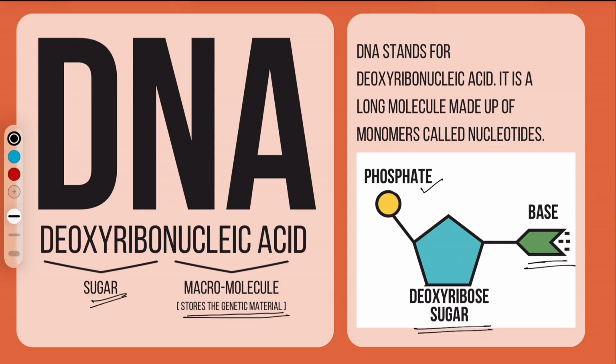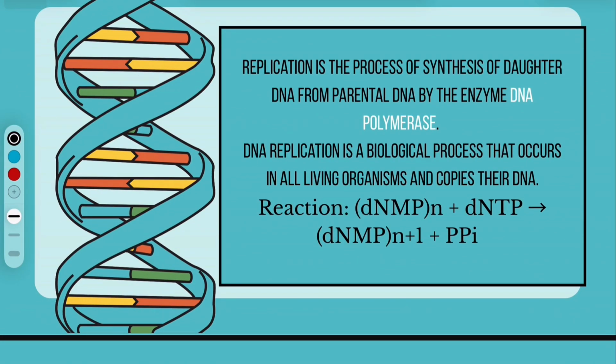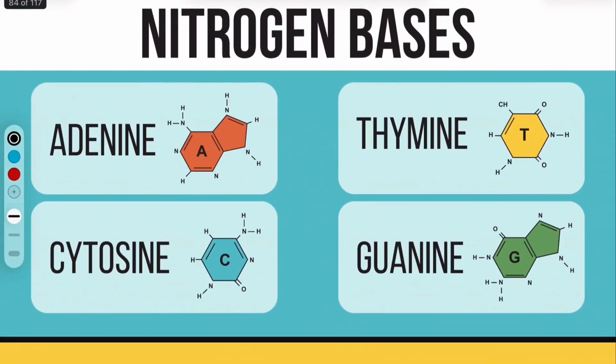DNA is made up of two words, deoxy and ribonucleic acid, where deoxy is the sugar part, while nucleic acid is the macromolecule which stores the genetic material. It is attached to a phosphate, and the monomers are called nucleotides, with the phosphate attached to it. Next, replication is the process of synthesis of daughter DNA from parental DNA by the enzyme DNA polymerase. Here is the reaction where mononucleotide monomers are attached together to make a lengthened DNA.